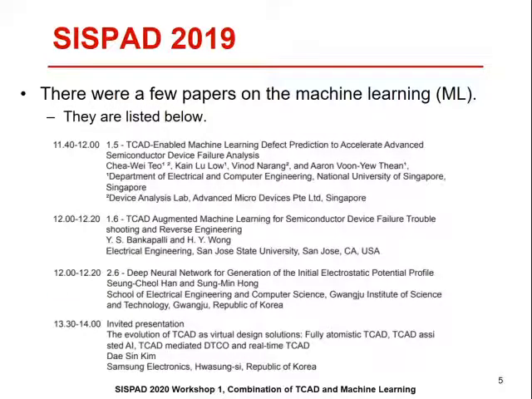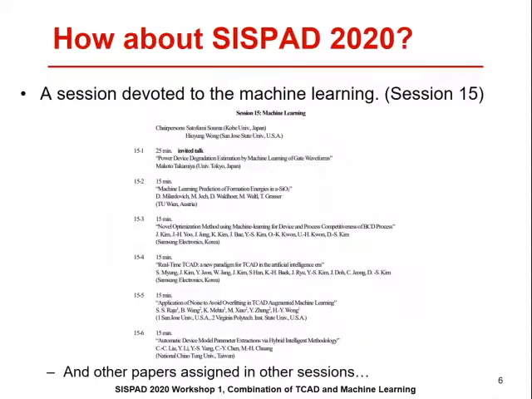Let me get started with our previous conference, SISPAD 2019, Udine, Italy. There were a few papers on the machine learning. They are listed below. Since then, 1 year has passed. How about the SISPAD 2020? Now we have a session entirely devoted to the machine learning, session 15. And there are more papers which are not included in session 15. The number of papers is sharply increasing.